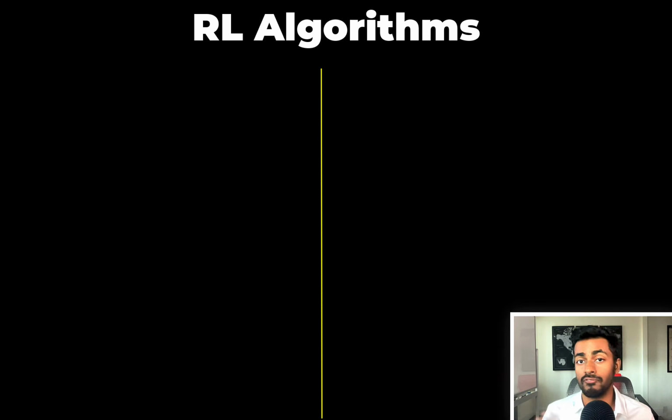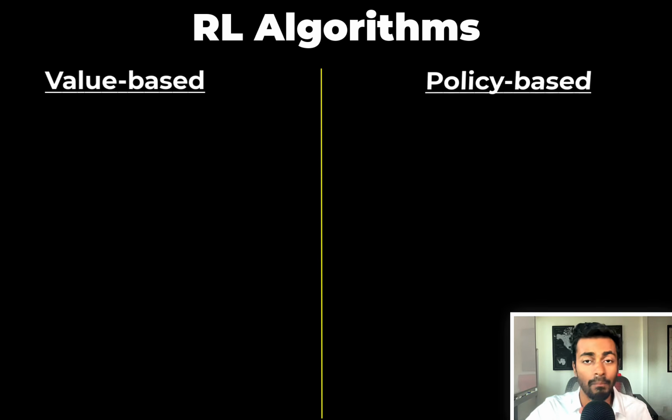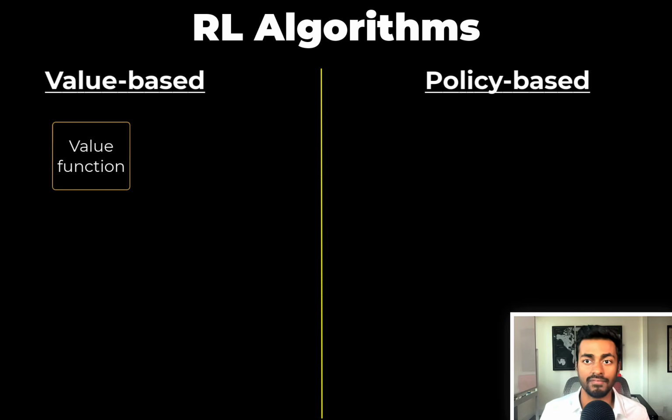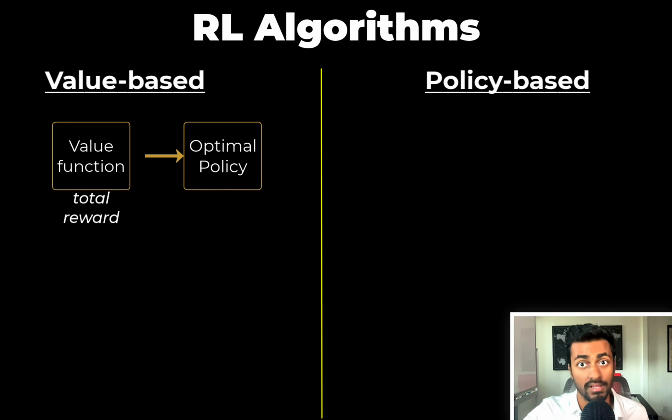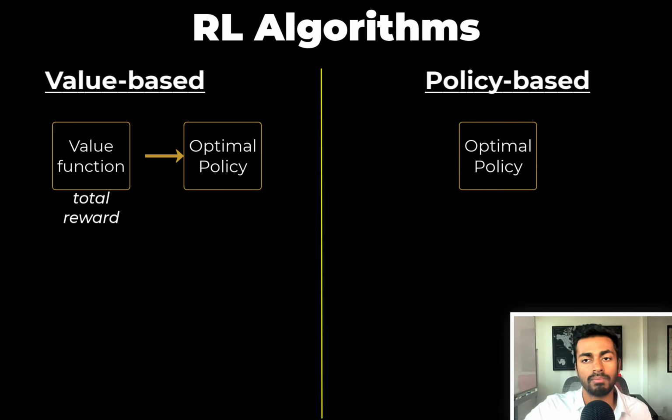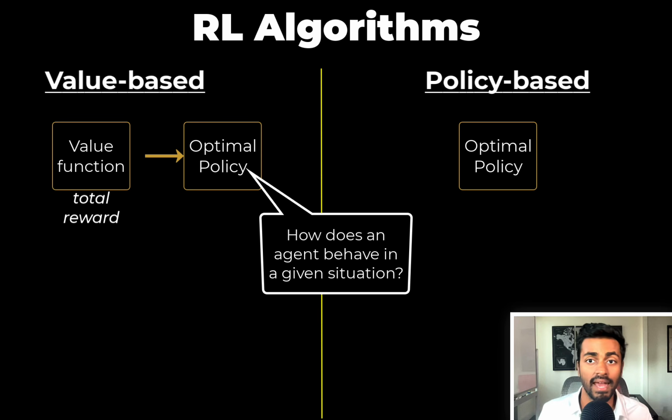Now, we can break reinforcement learning algorithms down into two types, that is the value-based methods and the policy-based methods. Remember, at the end of the day, we're trying to maximize total reward. So value-based methods will determine a value function that quantifies this total reward, and using this value function, it'll determine the optimal policy. Policy-based methods will determine an optimal policy directly, and optimal policy is the policy that maximizes the total reward. And just to note that policy is how an agent behaves in a given situation or state.